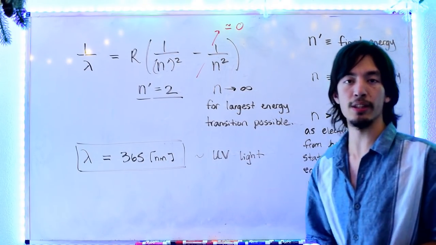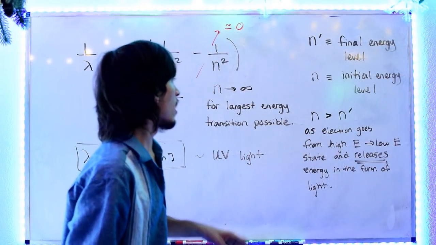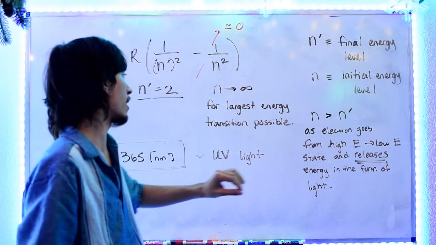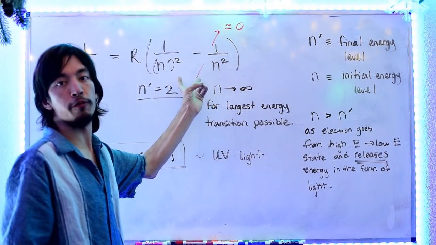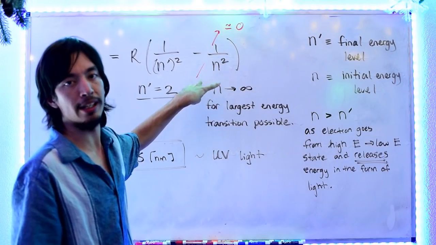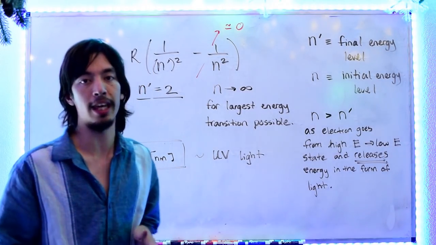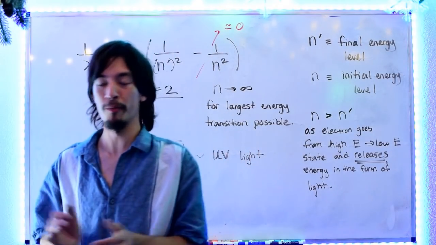So conceptually, that's why that has to be true. But otherwise, n is the initial and n prime is the final, and it has to be that way. You'll notice that if you actually flip them, you get a negative number, and you can't have a negative wavelength. So that's how you'll also know mathematically that it can't be the other way around.